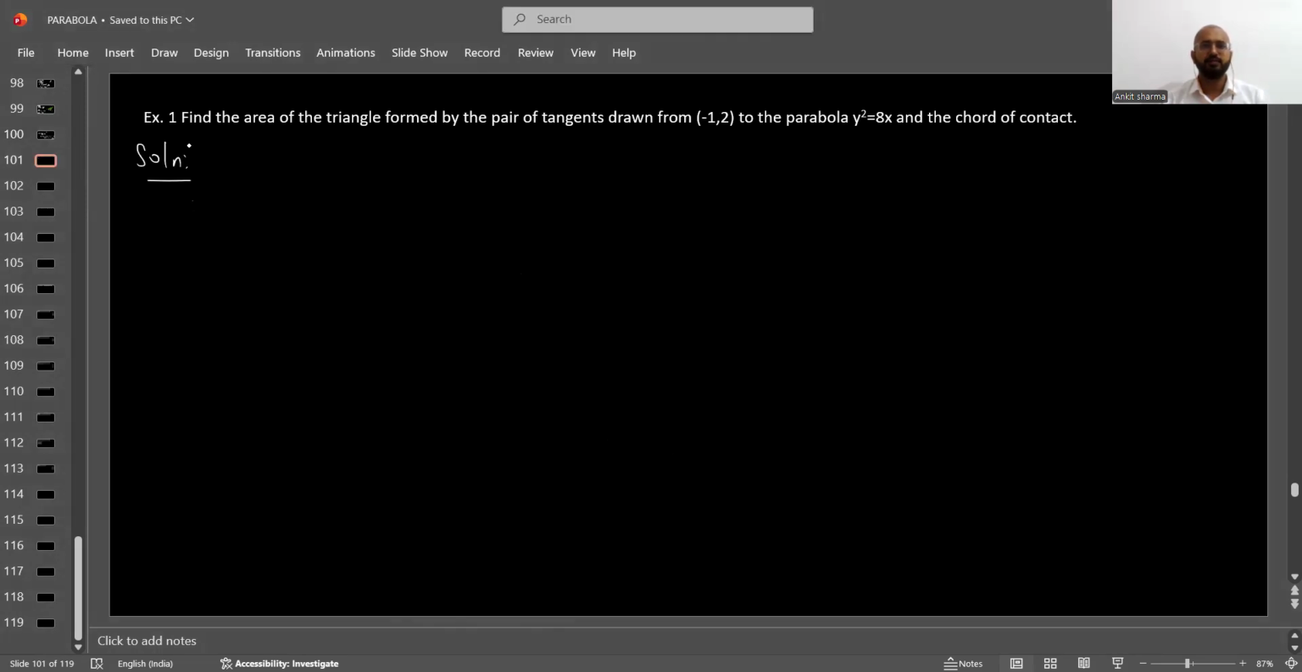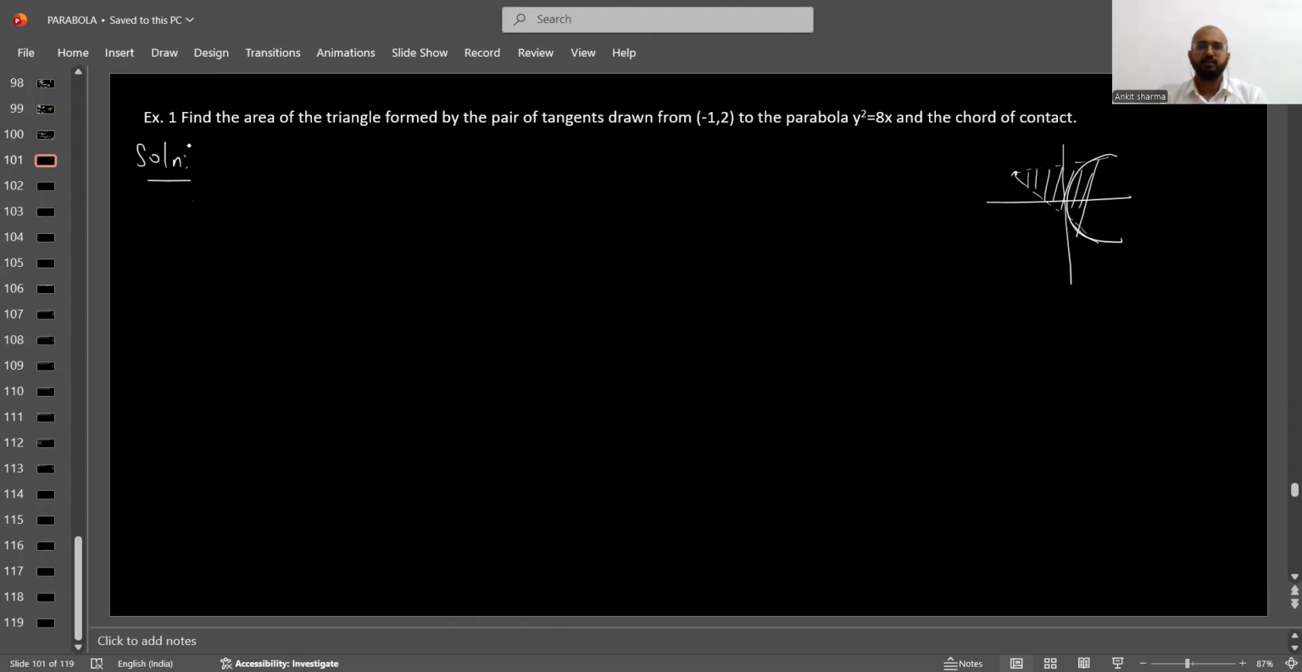So we have to find the area of the triangle formed by the pair of tangents drawn from (-1, 2) to the parabola y square is equal to 8x and the chord of contact. So basically, I have a parabola here like this, and then we have a point here, (-1, 2). From here, tangents are being drawn to this parabola, and now this is the chord of contact. So we want to find out this area basically.